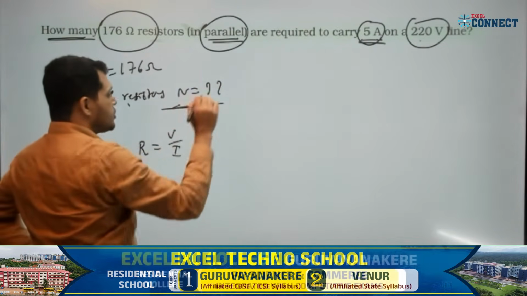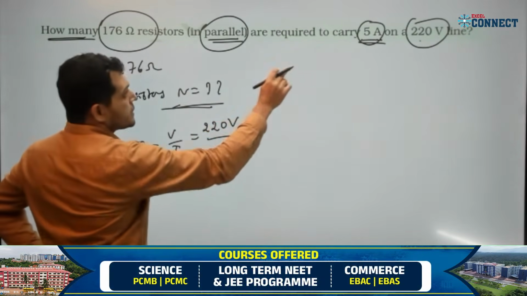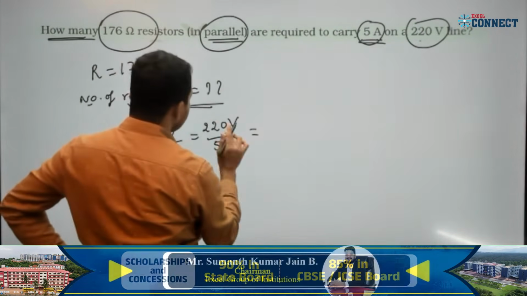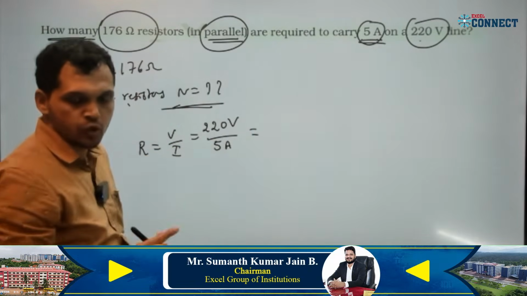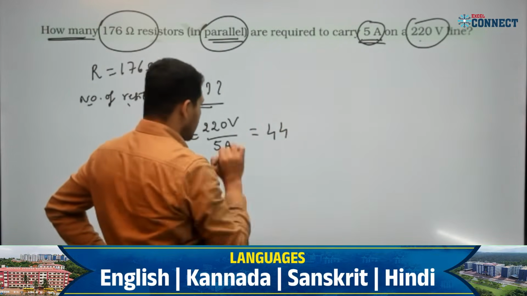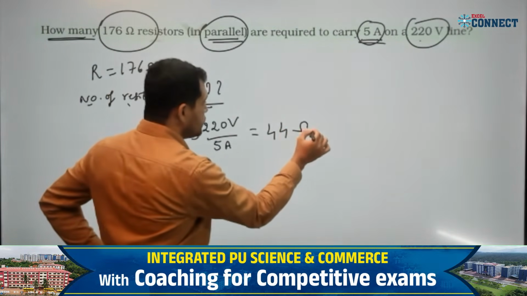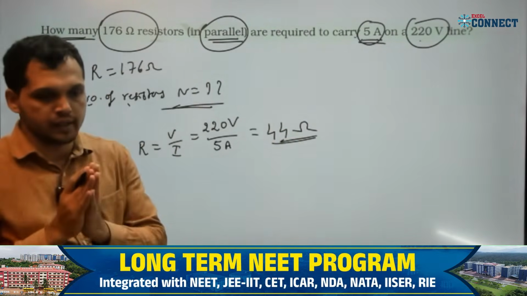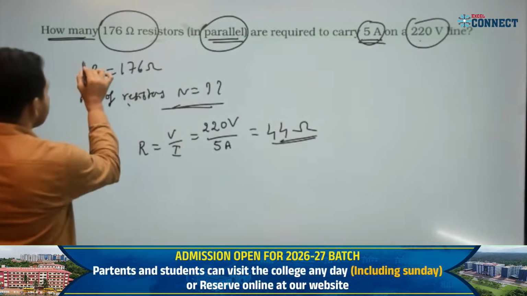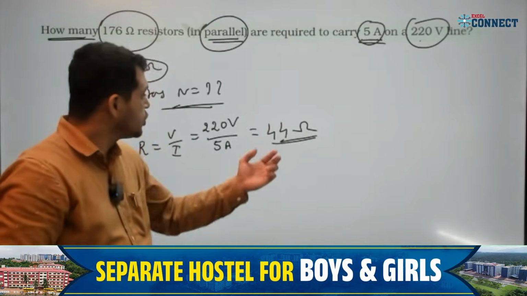Now what is the potential difference given? 220 volt and current required is 5 ampere. This gives you 220 divided by 5. 220 by 5, how much? 44, right? 44. Is it clear? That is a 44 ohm resistance we require. Correct? 44 ohm resistor we require. By using 176 ohm resistors, how many resistors do we have to connect to get 44 ohm?